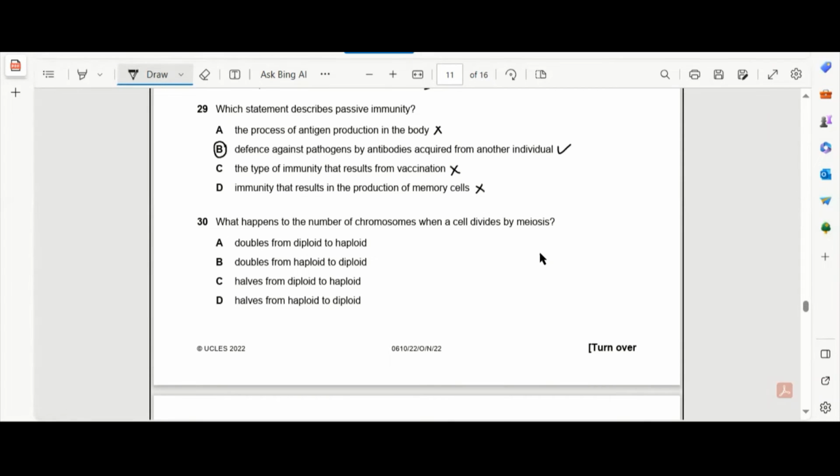30. What happens to the number of chromosomes when a cell divides by meiosis? Doubles from diploid to haploid? No, that is halving. Haploid to diploid? No. Meiosis halves the number of chromosomes. That means C is the correct answer. Diploid to haploid. Haploid contains half the number of chromosomes of the body cells.